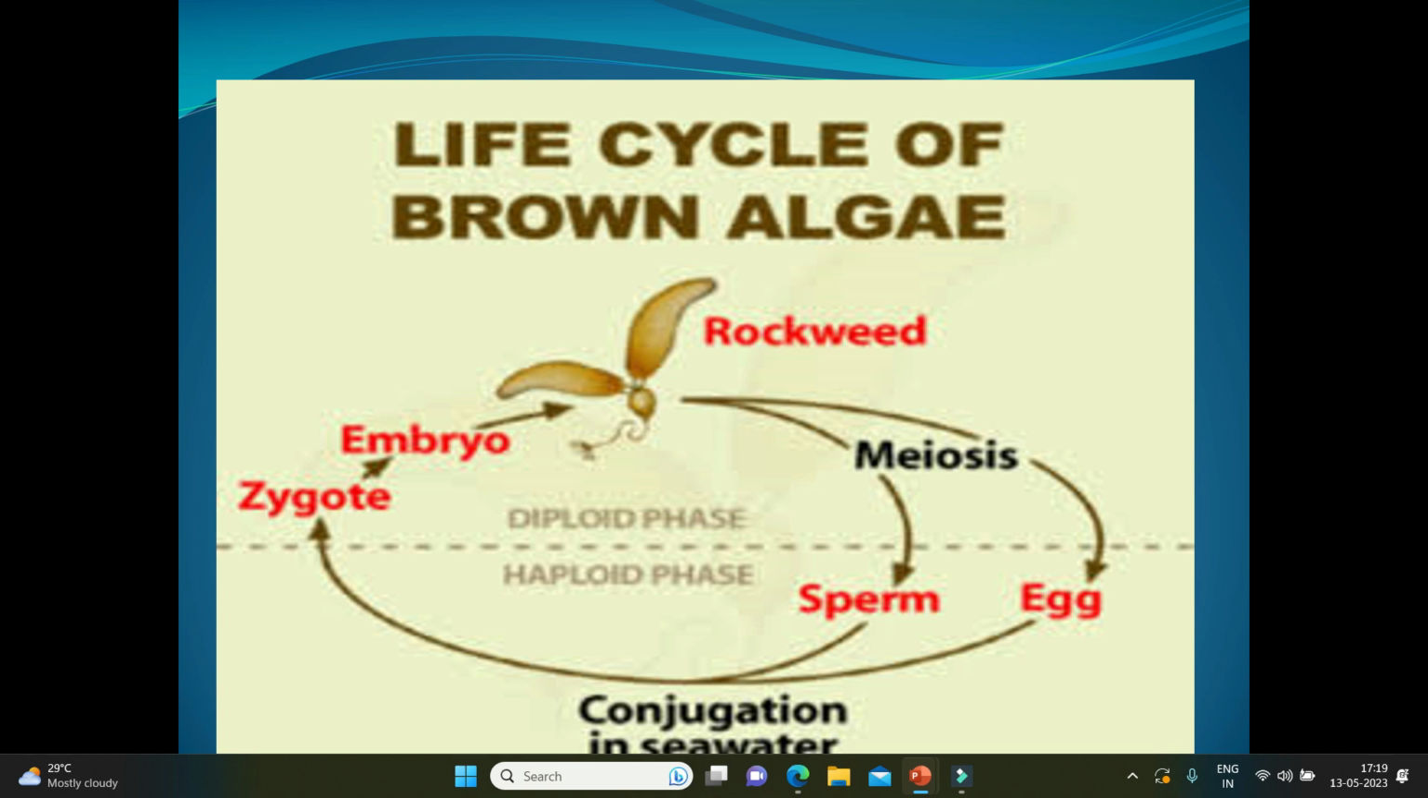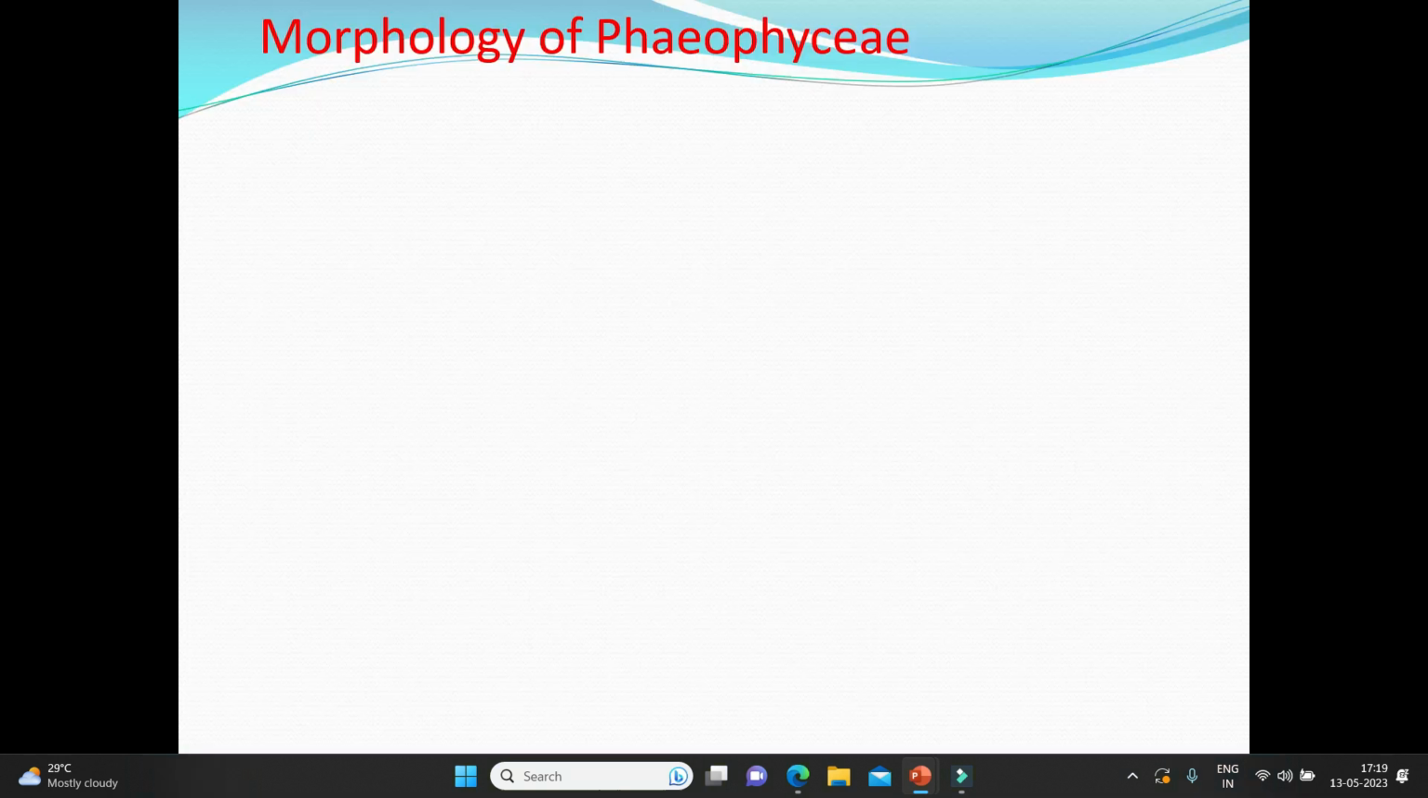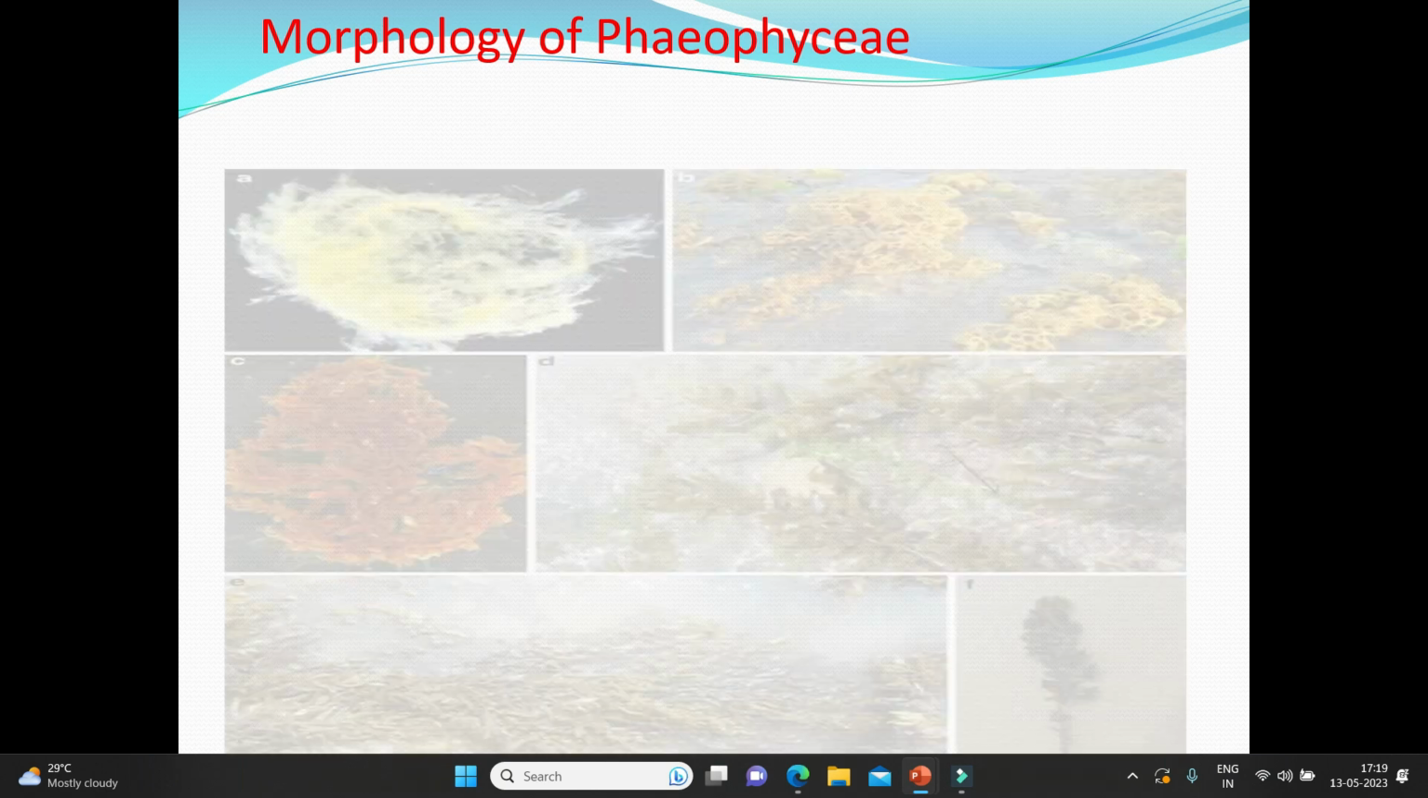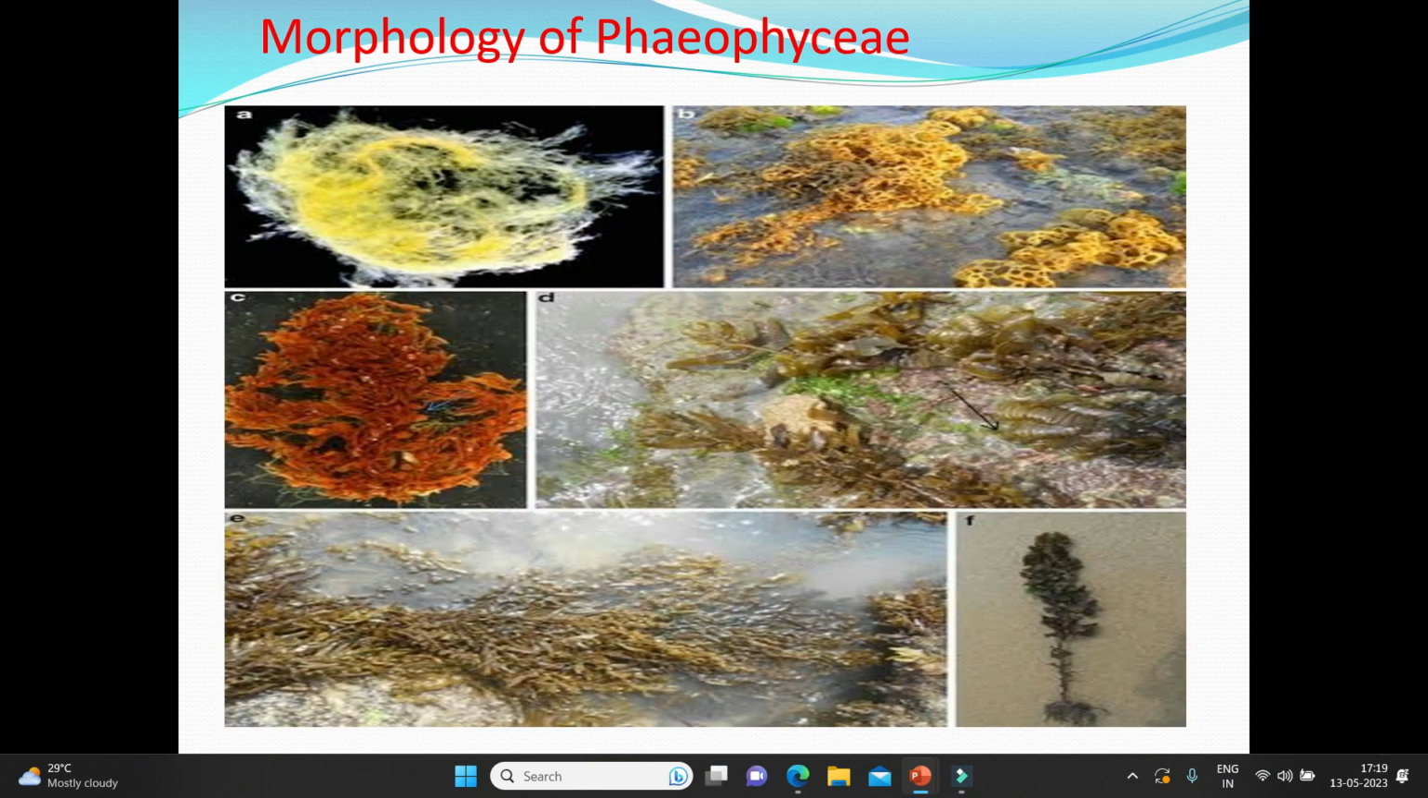All the modes of reproduction are observed in the class Phaeophyceae. One is vegetative reproduction, which occurs by fragmentation. Asexual reproduction occurs by formation of motile zoospores, and sexual reproduction takes place by the formation of gametes.